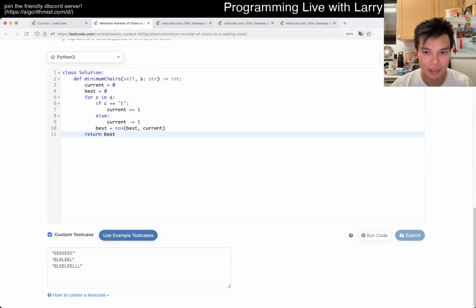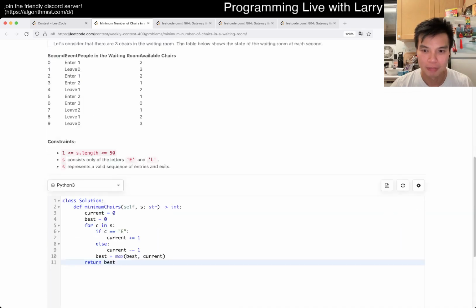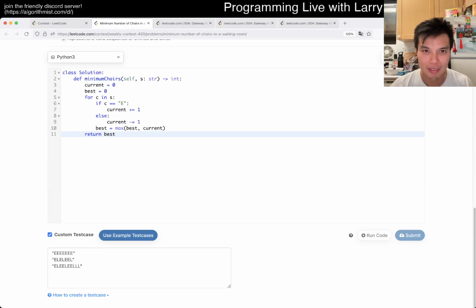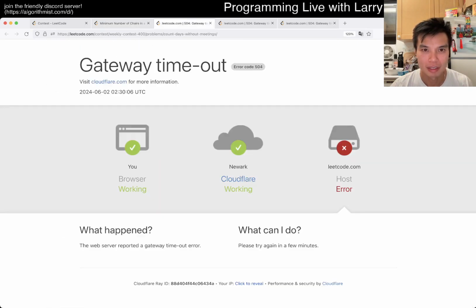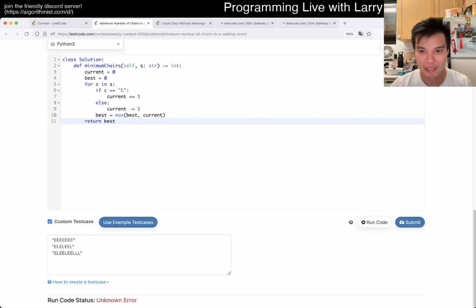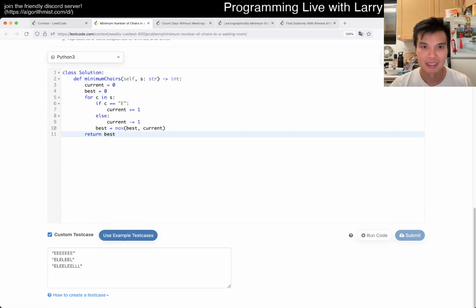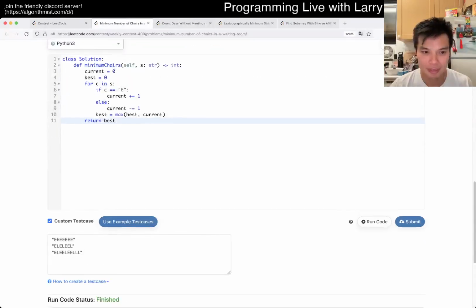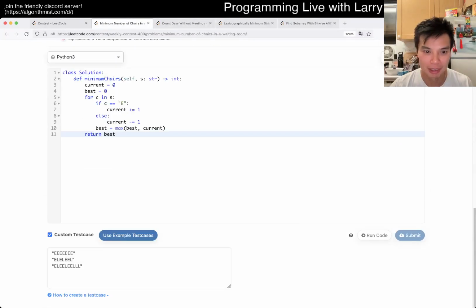Seven, two, three. It would help if this one code thing actually worked. I have to refresh the other ones anyway. Unknown error. All right. This is already off to a good start. 7, 2, 3. Let's give it a submit.